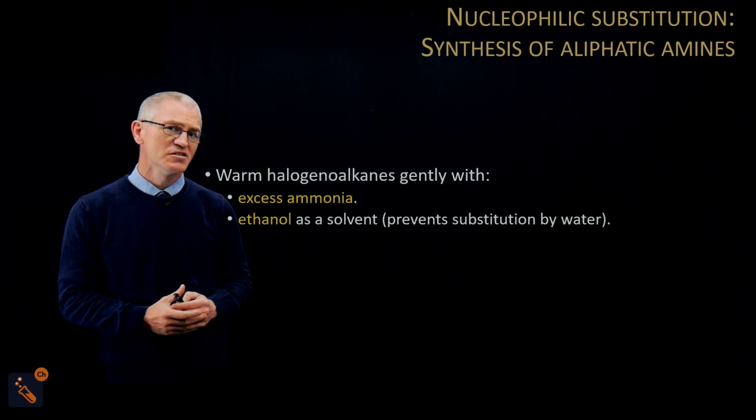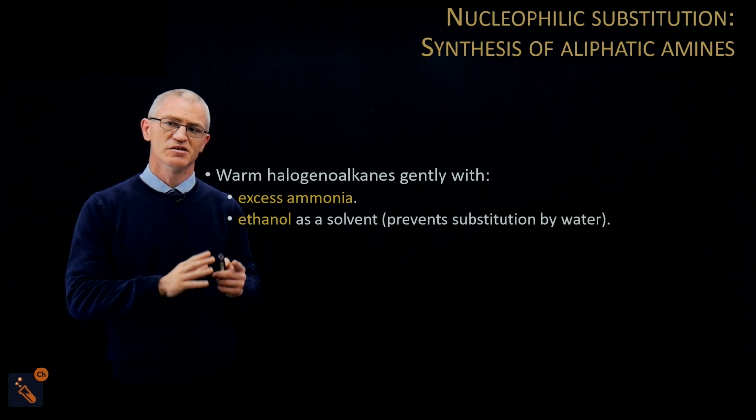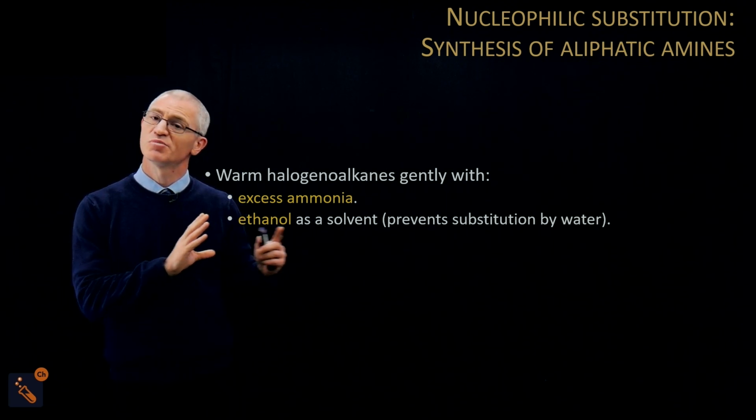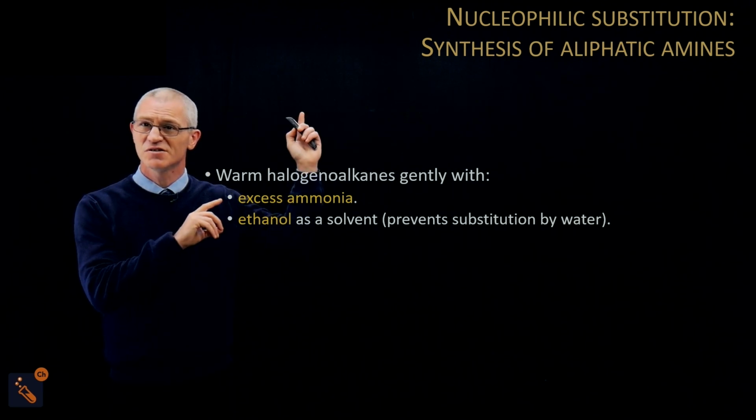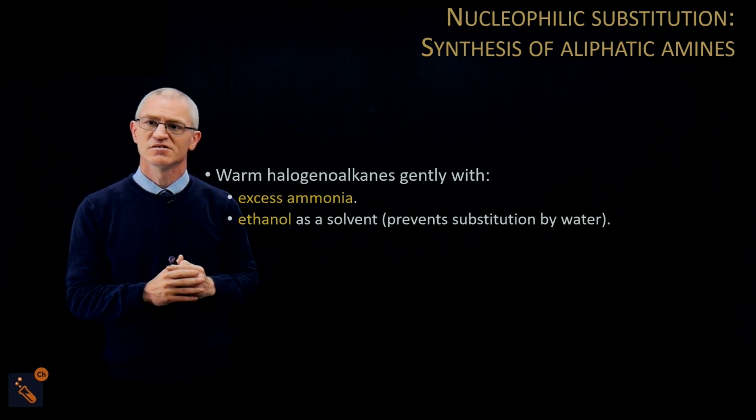Next, we're going to do the synthesis of those aliphatic amines. Now that is done with excess ammonia and ethanol. Ethanol is a solvent because it prevents substitution by water, because water is also a nucleophile, and this is nucleophilic substitution, and we'll show you that in the next slide.